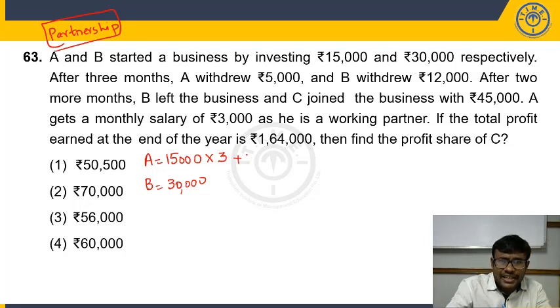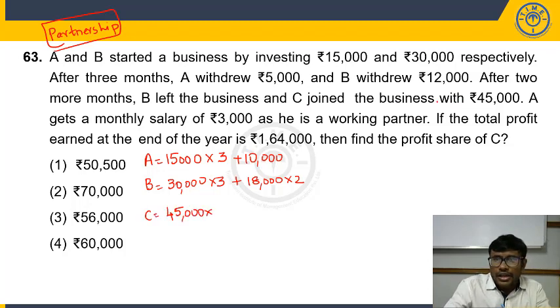Means how much money is there? Only 10,000. B withdrew 12,000. So after 3 months, B withdrew how much? 12,000. If you subtract 12,000, you'll be getting 18,000. After 2 more months, B left. Means B invested only for an extra 2 months. And C joined the business with 45,000. So he joined after how many months? First 3 months over, next 2 months over, total 5 months over. Means he joined after 5 months, means he worked only for 7 months. And what about A? First 3 months and the next 9 months.